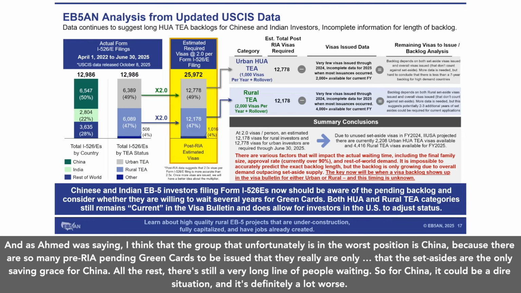And as Ahmed was saying, I think the group that unfortunately is in the worst position is China, because there are so many pre-RIA pending green cards to be issued that the set-asides are really the only saving grace for China. For all the rest, there's still a very long line of people waiting. So for China, it could be a dire situation, and it's definitely a lot worse.